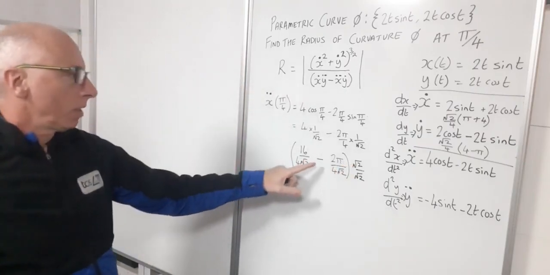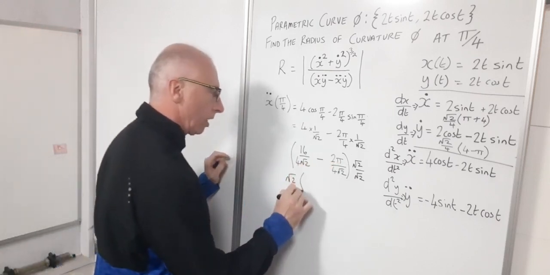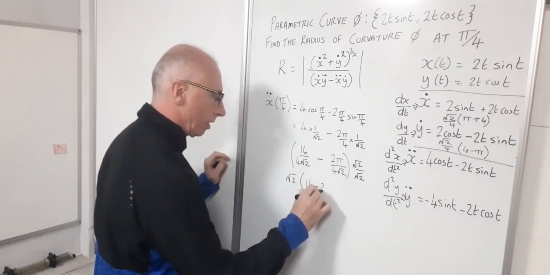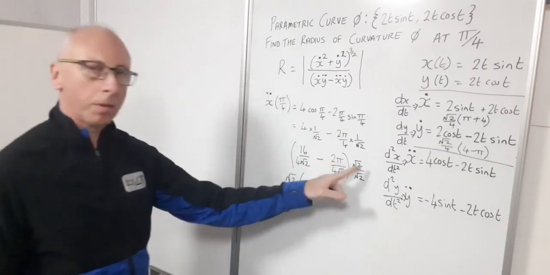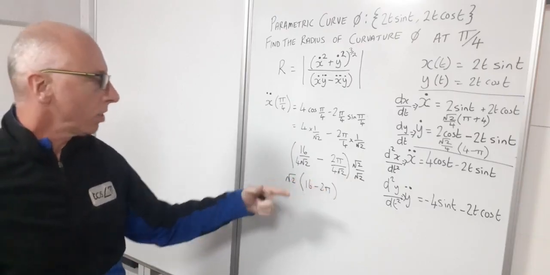So what have I got here now? I can bring a root 2 out on the numerator: 16 minus 2 pi. That's the top taken care of. And now distribute this root 2 with the 4 root 2. That's just going to give me 8.